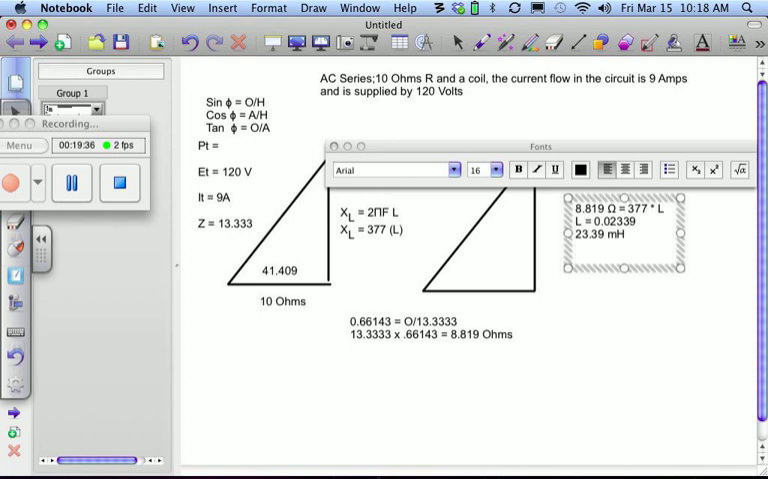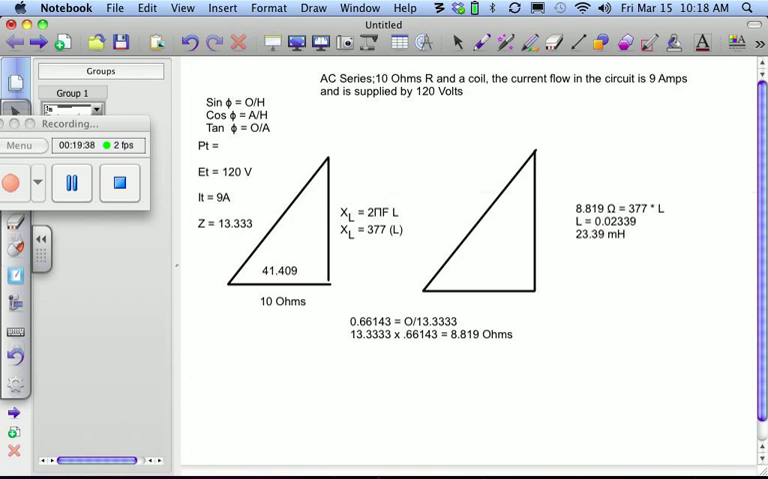Everybody see that? Any questions now? Good deal. All right.